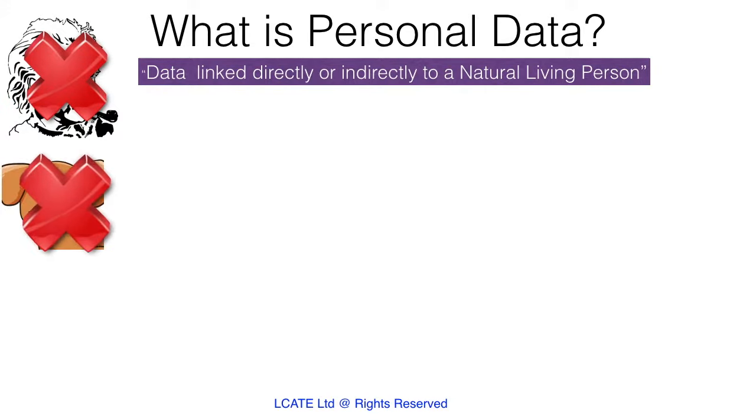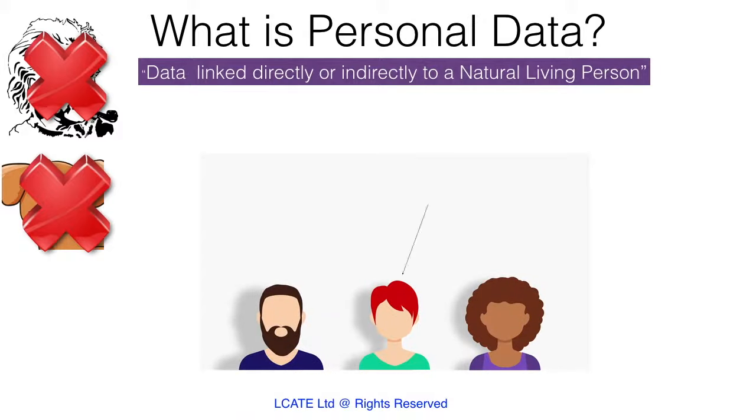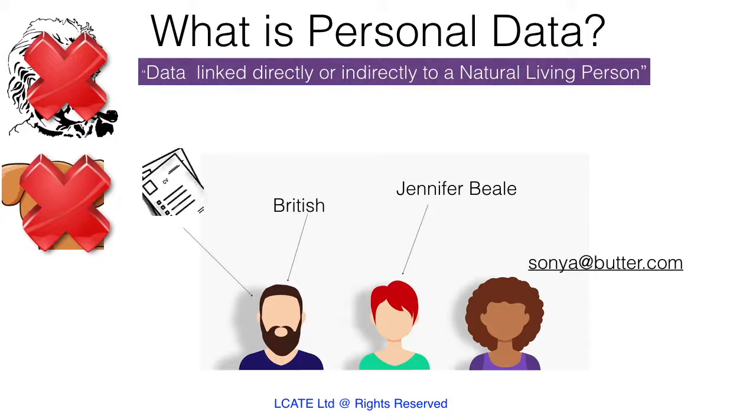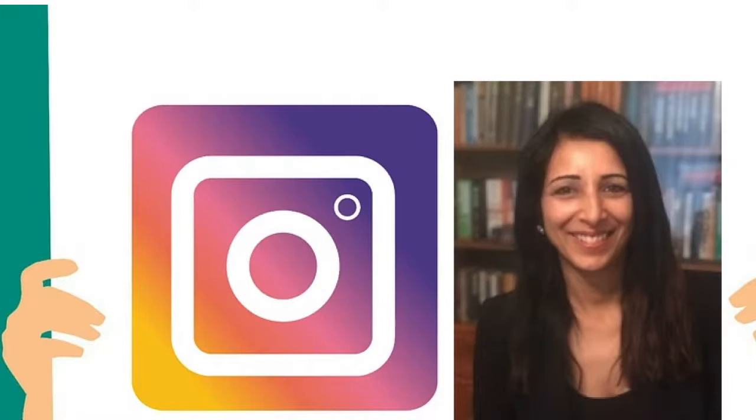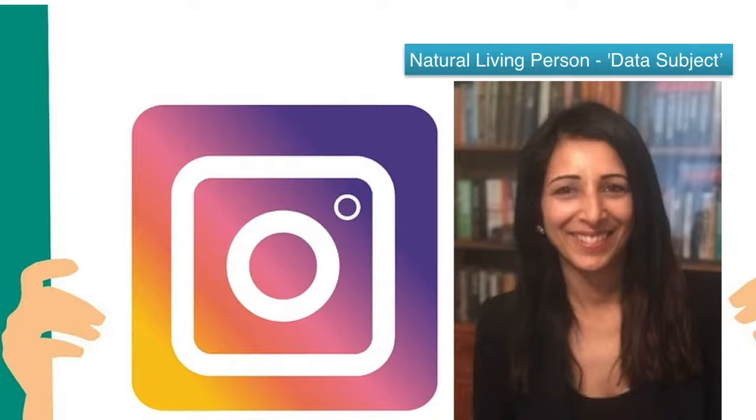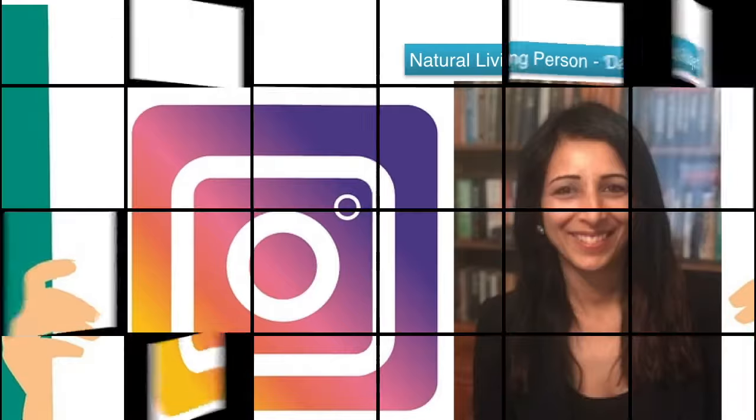So now let's give you some examples. So it includes names, email, nationality, any information pertaining to an individual, genetic makeup, voice recording, fingerprints, IP address, images captured on CCTV camera, my photograph, and I am the natural living person. As far as the GDPR is concerned, I am the data subject.